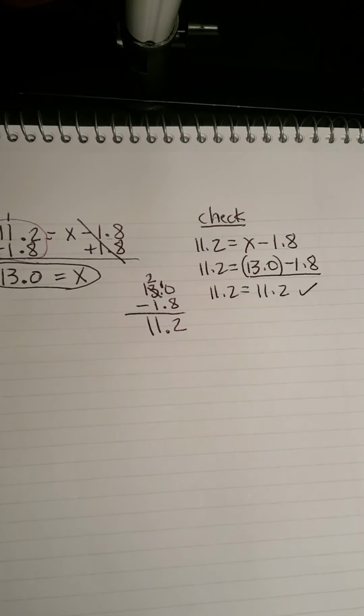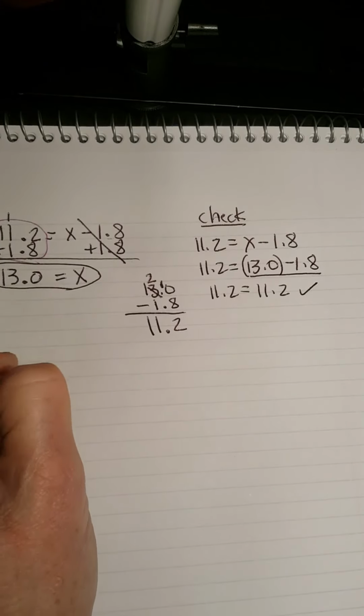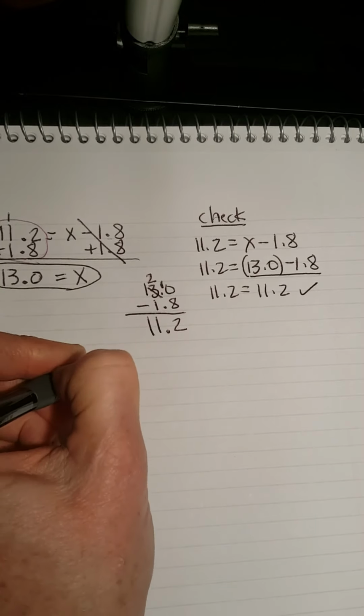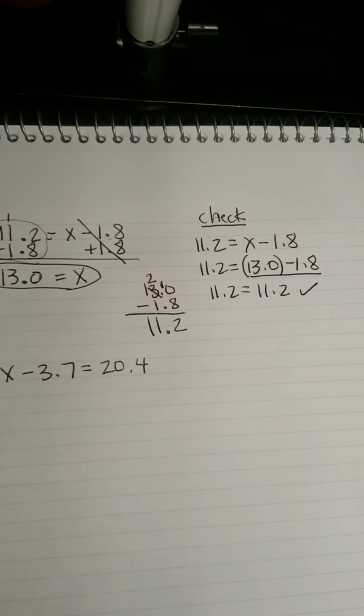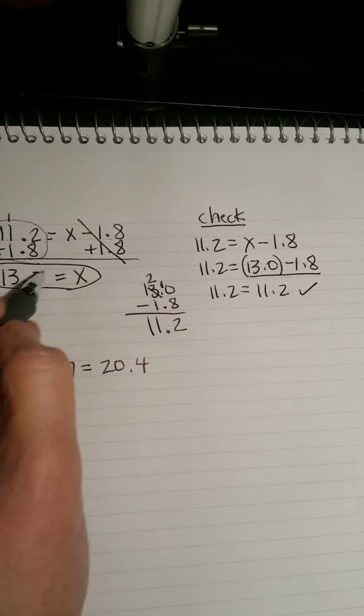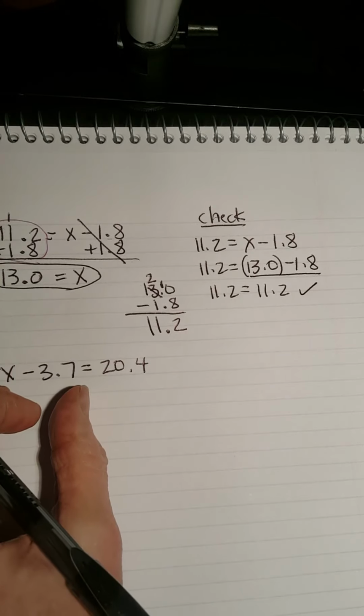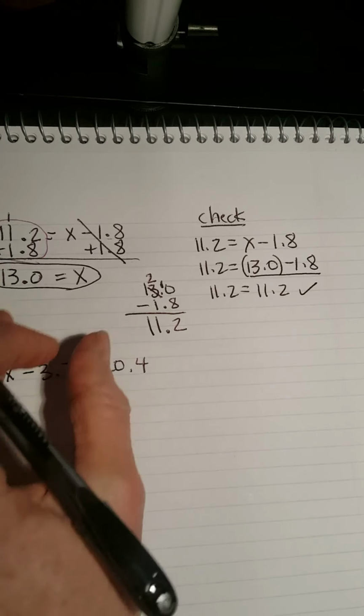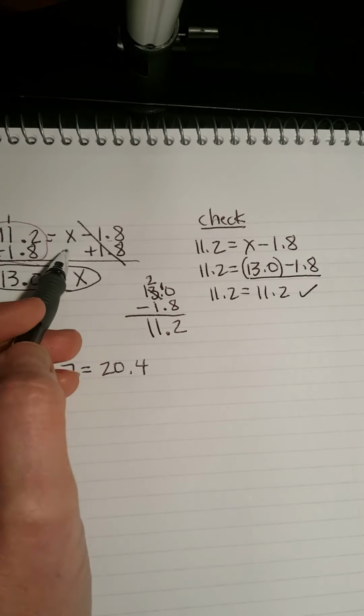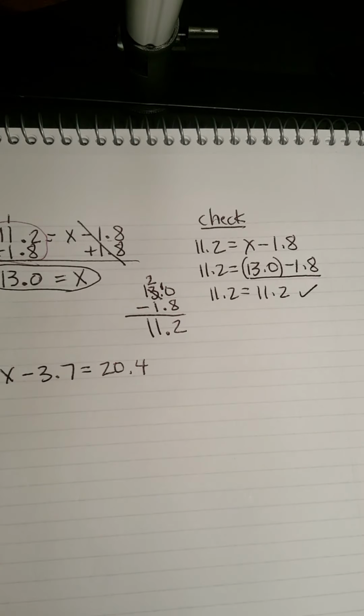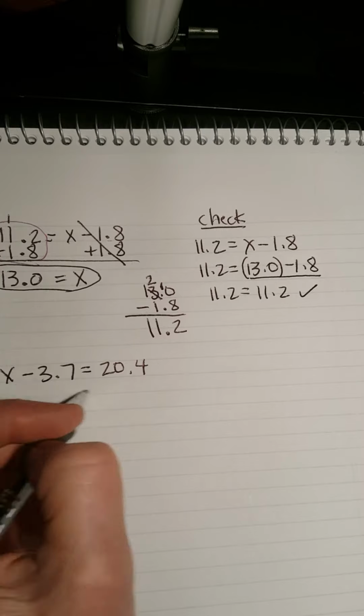Okay, another one that we had was x minus 3.7 equals 20.4. This one's being subtracted also, but see the variable part on this one's on the left, instead of on the right like this one. Okay, on the right here, on the left here. Doesn't make any difference. You're still going to move it to this side.